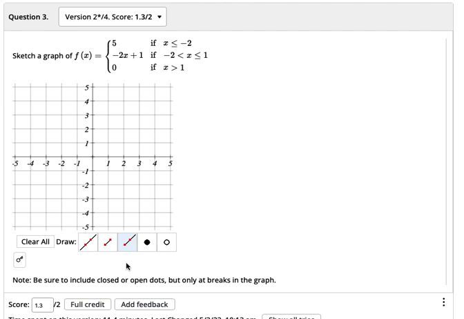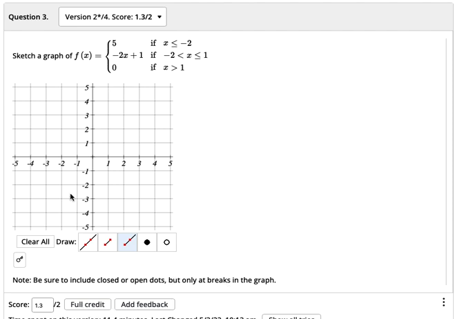Okay, so you mentioned that the hard part is figuring out what to do on the endpoints of these. Something to note down here, be sure to include closed or open dots, but only at breaks in the graph. So I'm going to get everything graphed and then I'll go back and do the open or closed dots, but only at those breaks.